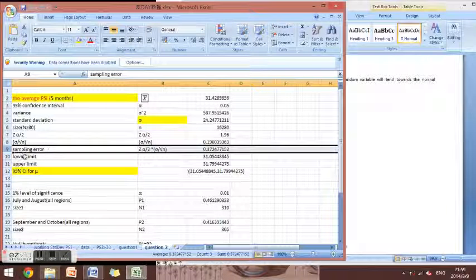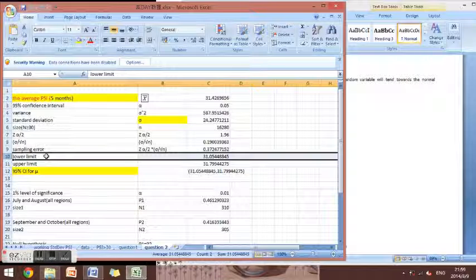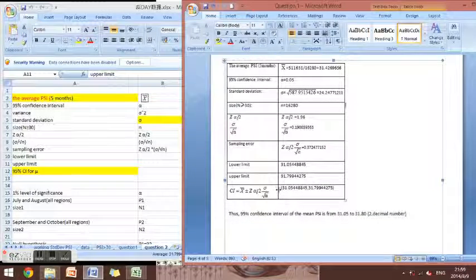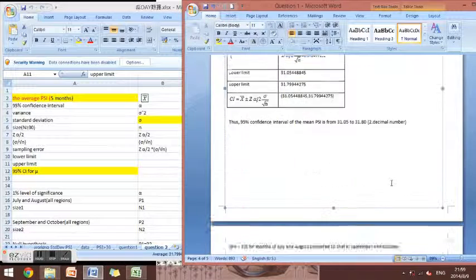Next, I get the sampling error. For the lower limit, it's X bar minus sampling error. The upper limit is X bar plus sampling error. So here I got the result. Thus, the 95% confidence interval of the mean PSI is from 31.05 to 31.80, because I keep 2 decimal places.